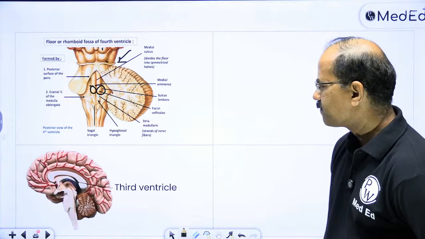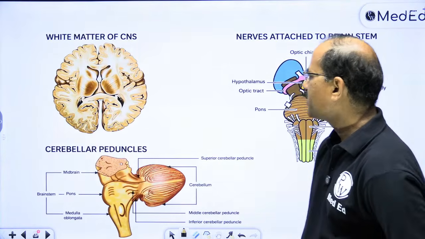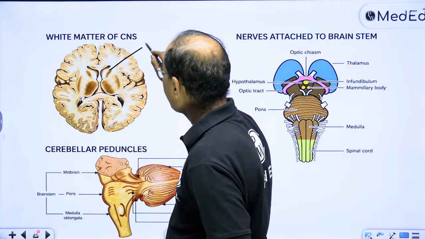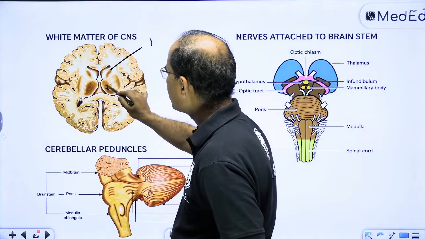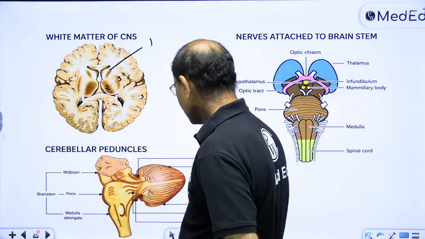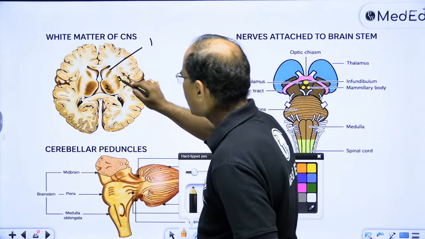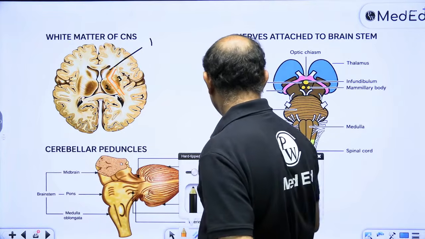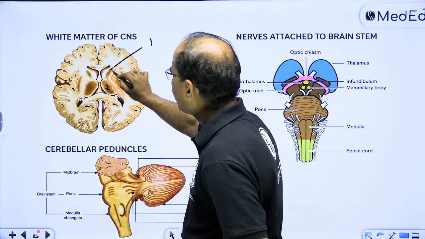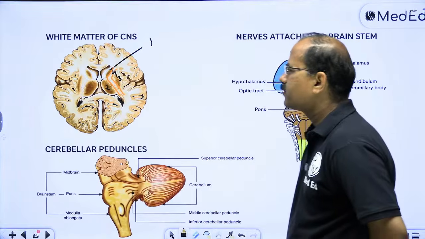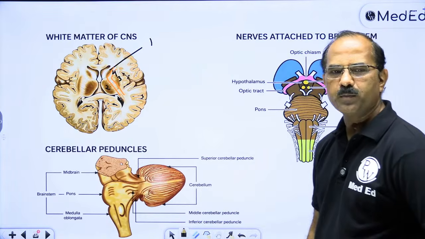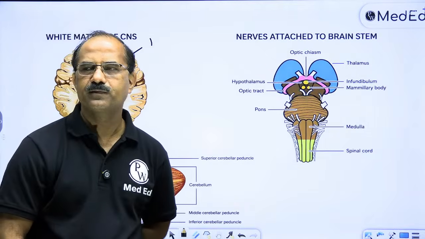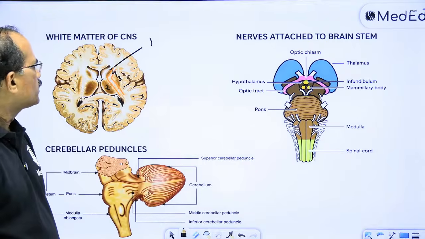Fine. Nothing specific here. Now I'll just point out structures. What is this number 1? What is this number 2? What is this number 3? And what is this number 4? Answer this, children. This is very important. What is 1, 2, 3, 4?